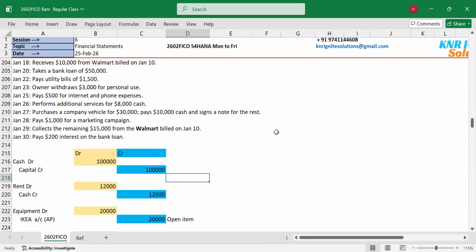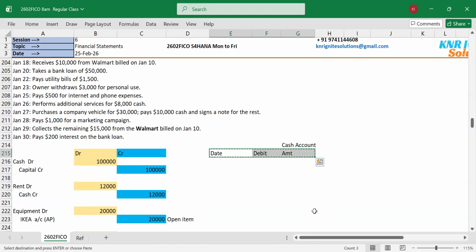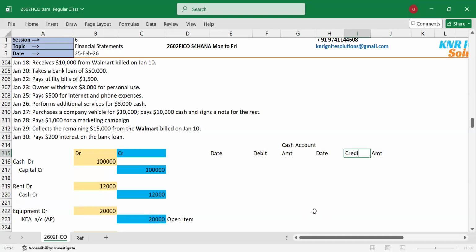Let me prepare what we call a T account. Manually, you don't need to prepare all this whenever you are using SAP because it is already taken care of automatically. This is only for our understanding purpose. Don't worry. Cash account. Whenever you are preparing a cash account, in case you want to put a date, you can. As I have not tracked all the dates here, let's ignore the dates for now. Otherwise, you can add the dates as per the transaction. Then whether it is a debit or a credit, and the amount. Similarly, it will continue here as well. Here it will be a credit.